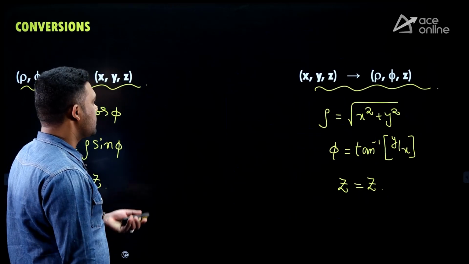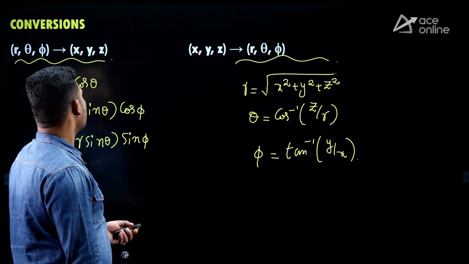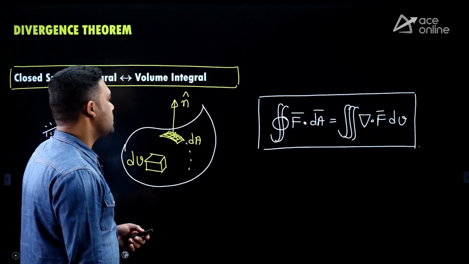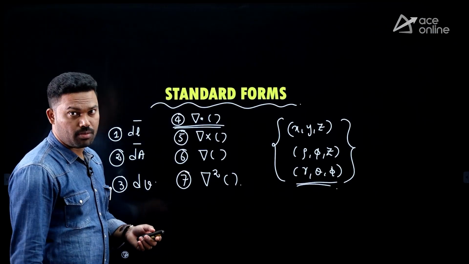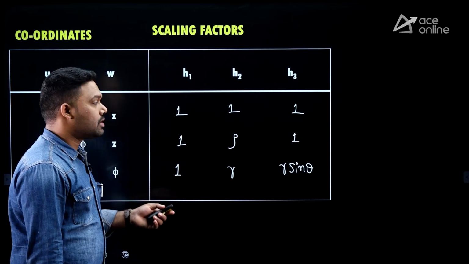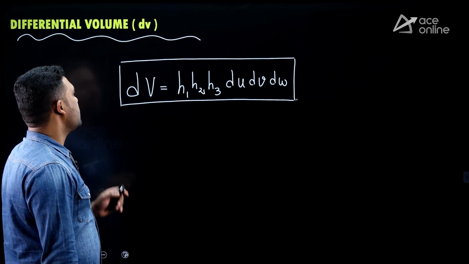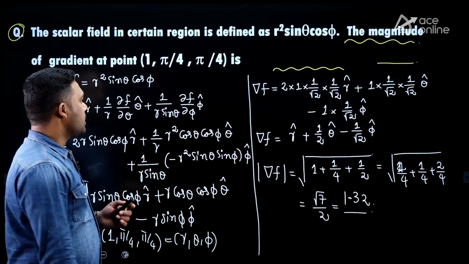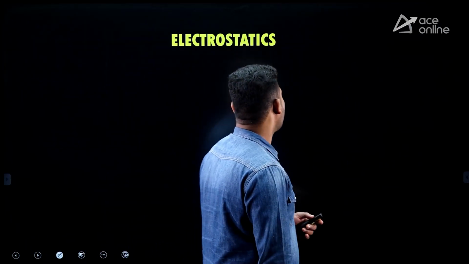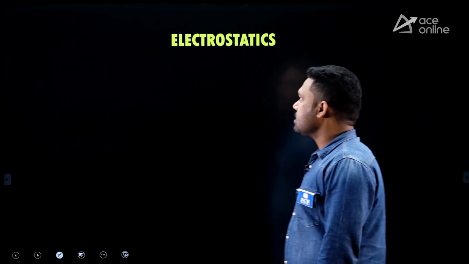Here are cylindrical, these are spherical, and conversions also. This is for the spherical coordinates. Stokes theorem, and the other one is the divergence theorem. Some sample questions, standard forms, extremely important. You have to remember this form, this box, the coordinates along with the scaling factors, followed by the differential length, differential surface, differential volume, gradient, curl and divergence, and Laplacian operator. Yes, friends. So these are some of the sample things. Now we are going to start with what is called electrostatics. Concepts are simple. Subject is small but good weightage.